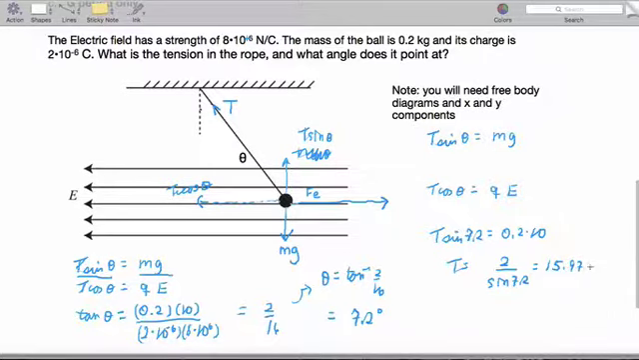That's cute. I guess I'll buy that. Why not? All right, everybody. That is actually question 5 on electric fields.